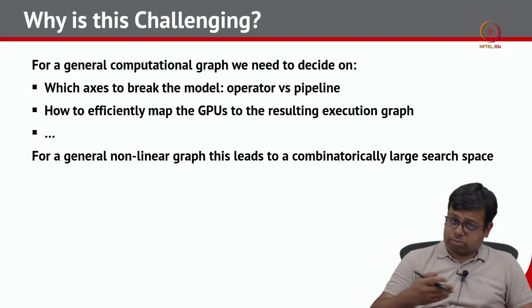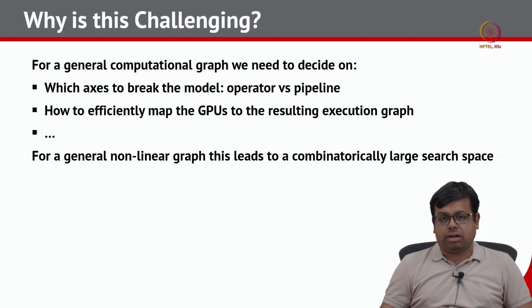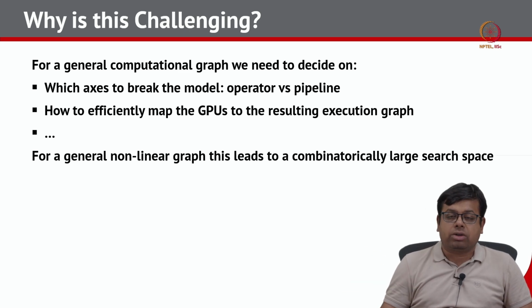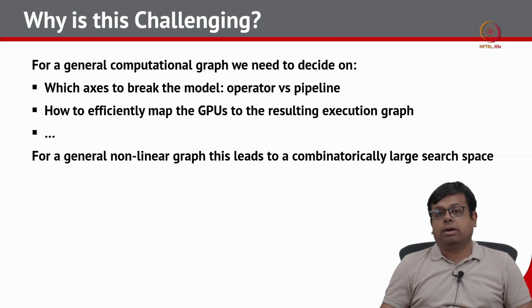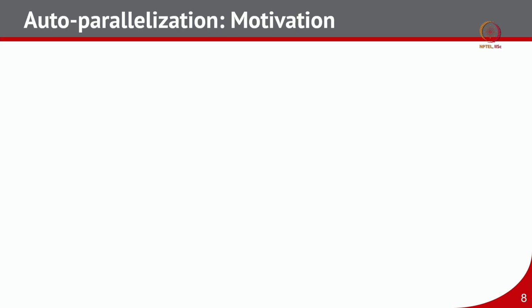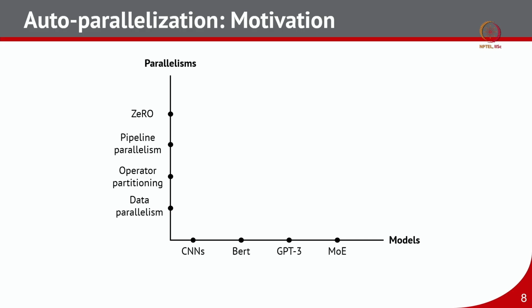Okay, we broke the graph or we split the graph, but then how do we efficiently use different GPUs to execute all those different components of the graph, or different partitions of the graph? Now, for a general nonlinear graph, this leads to a combinatorially large search space. We will soon see one example of how big this search space can be.